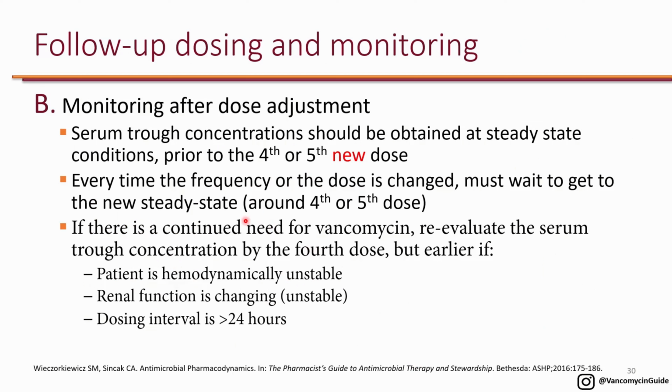Anytime you make a change to the dose, you gotta get a trough at the steady state. So anytime you change the dose, you gotta wait to get the level prior to the 4th or the 5th of the new dose. Because every time you change the dose, now the new regimen is not at steady state. So you got to give the new regimen time to get to steady state.